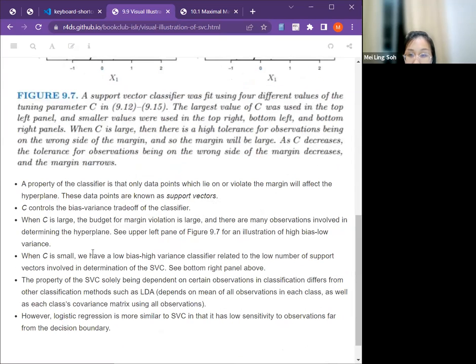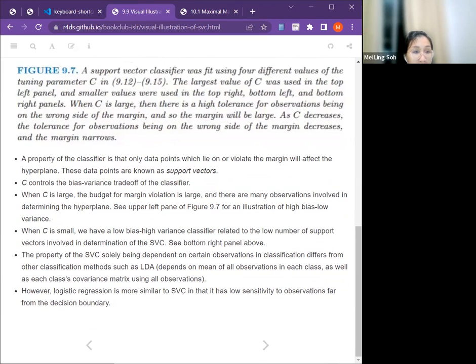What else? So when you have all these classified, you want to remember that data points that lie on or violate the margins will always affect the hyperplanes, especially all these outliers. So I've talked about the bias variance trade-off. When your C is small, you will have a very low bias but high variance classifier. So it means you have a lower number of support vectors.